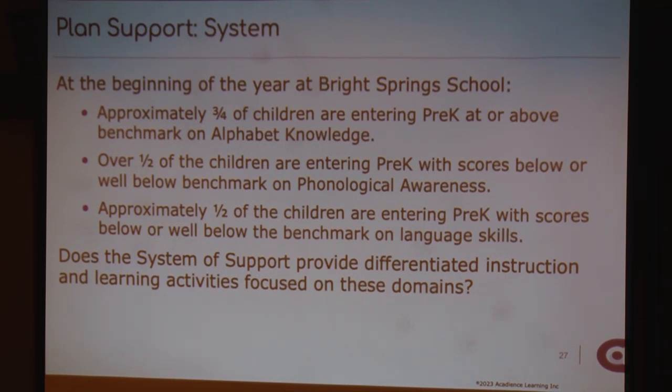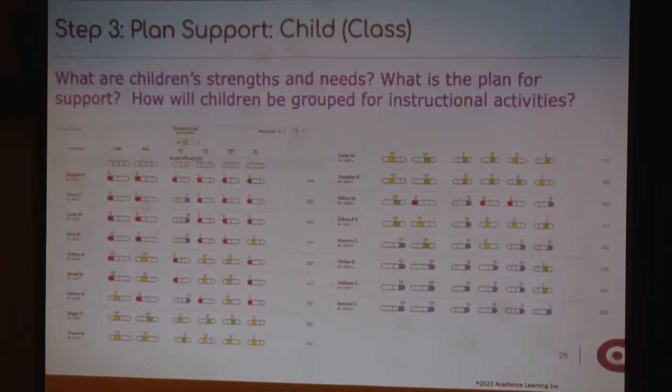And does our system, does what we currently do, provide some supports for teachers to provide differentiated instruction or learning activities focused here? That's what the data at the systems level can help you to do. And the same thing as a teacher at a classroom level.